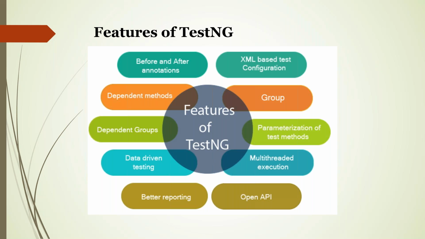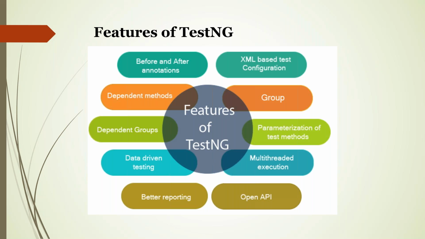Okay. Now we have better reporting. As I told you, we have very good and better reporting using TestNG, wherein we get the list of failed test cases, passed test cases, the reason for the failure, and the summary. If any test cases are skipped, then what is the reason for skipping the test case? All these things we will get in a report. So that is another important advantage.